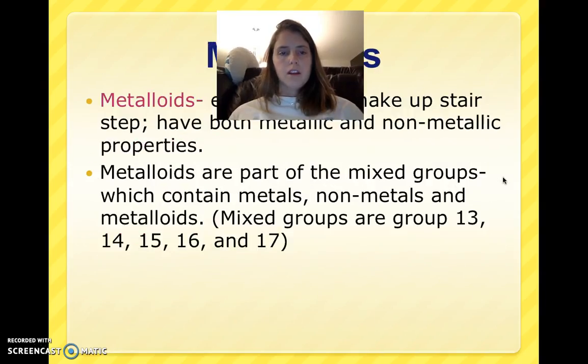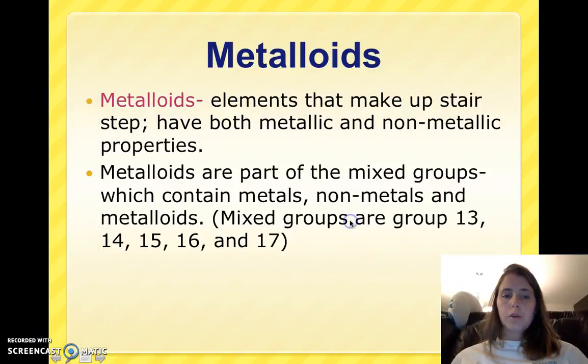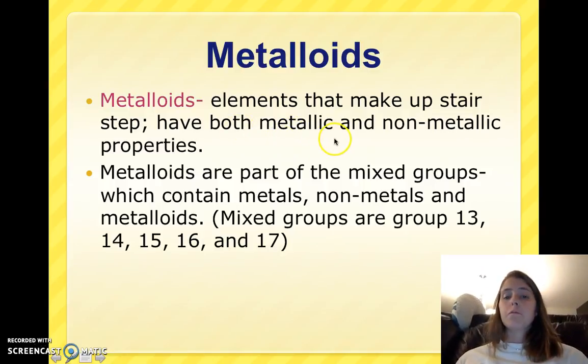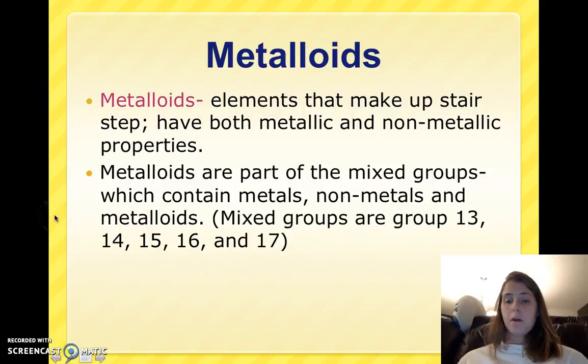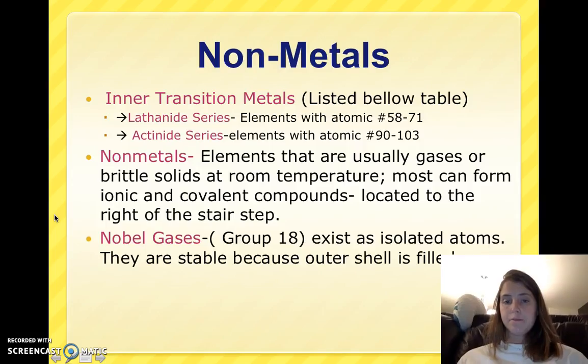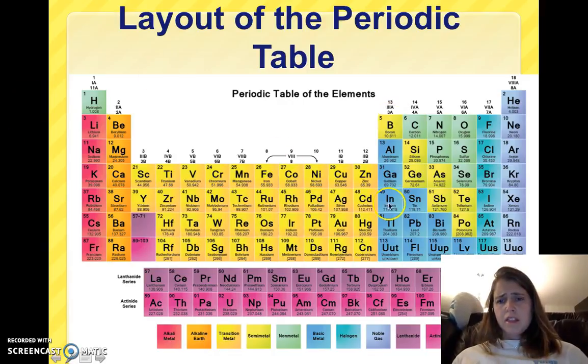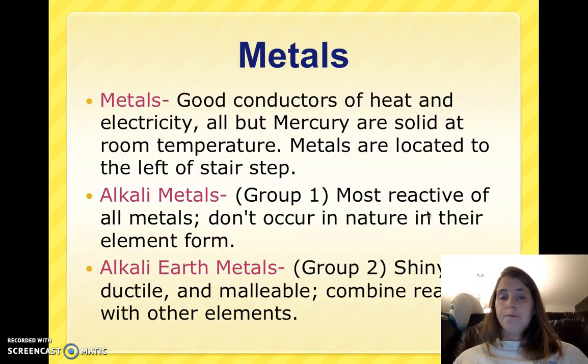Okay, and finally we have the metalloids. Metalloids are elements that make up the stair step, the stair step we've been talking about to the left or the right of. These metalloids have both metallic and non-metallic properties. Metalloids are part of the mixed group, which contains metals and nonmetals, and they are part of groups 13, 14, 15, and 16. So all of these guys right here are your metalloids, and they have characteristics of both metals and nonmetals. They're kind of the in-betweeners.